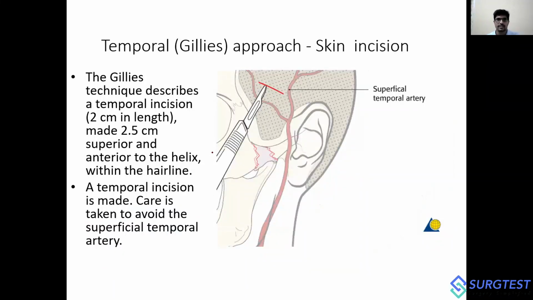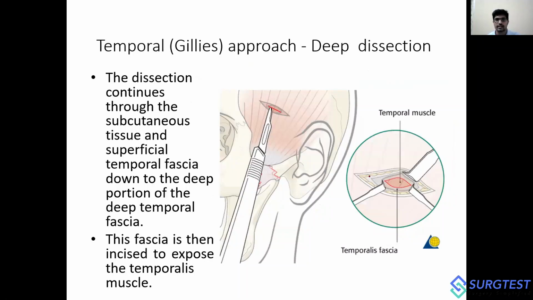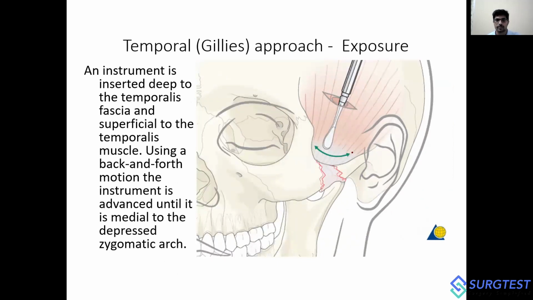So this is the temporal Gillies approach. This is reserved for depressed isolated fractures of the zygoma. Here we take an incision in the hairline, and we are supposed to preserve the superficial temporal artery also. So here we take the incision, go deep to the temporalis fascia, but stay superficial to the temporalis muscle, and we'll be giving an outward pressure.